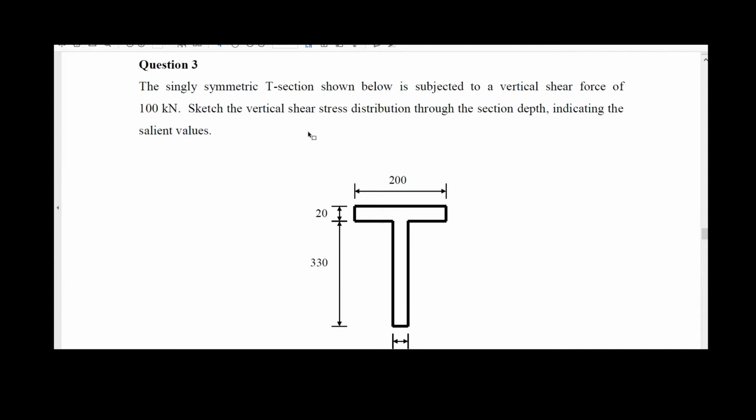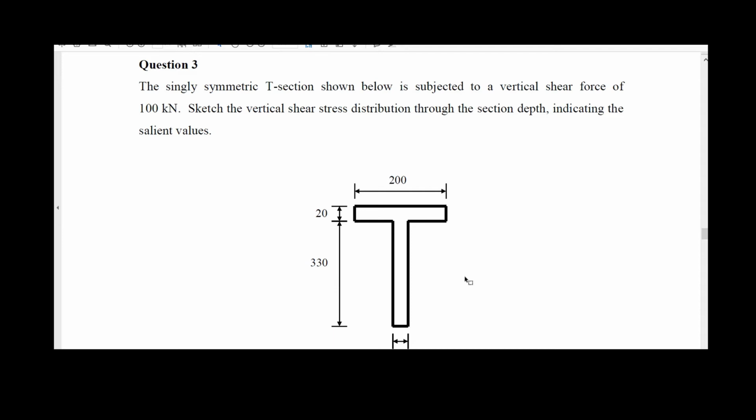The section is subjected to a vertical shear force of 100 kilonewtons, or 100,000 newtons. The question asks you to sketch the vertical shear stress distribution through the section depth, indicating the salient values. The salient values refer to the values at the particular points we choose to do the calculation, for example A, B, C, and D, in correspondence with the centroid of this T-section.